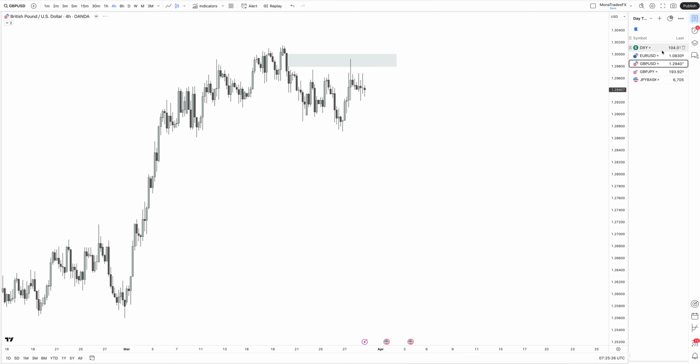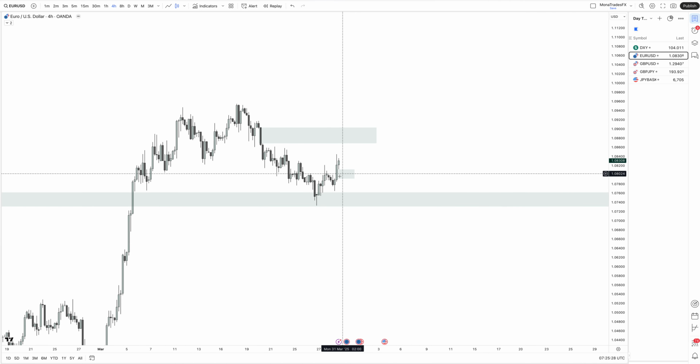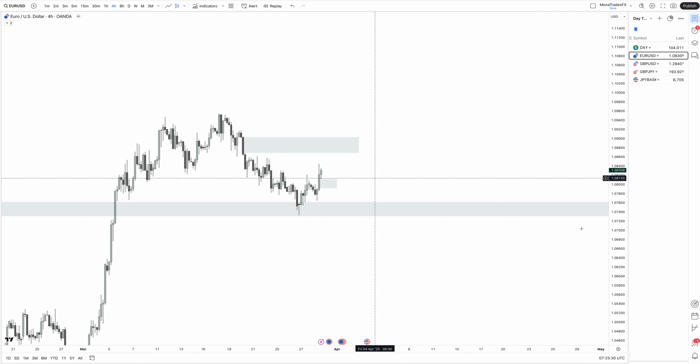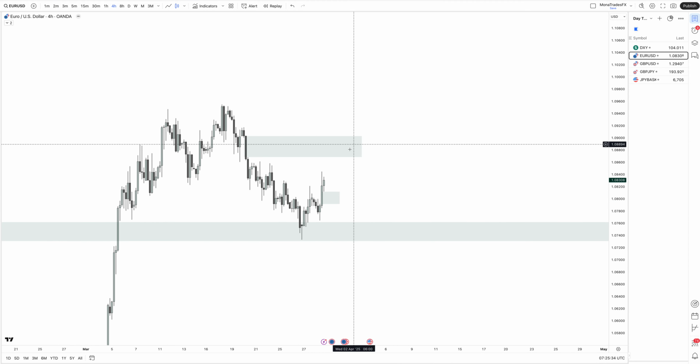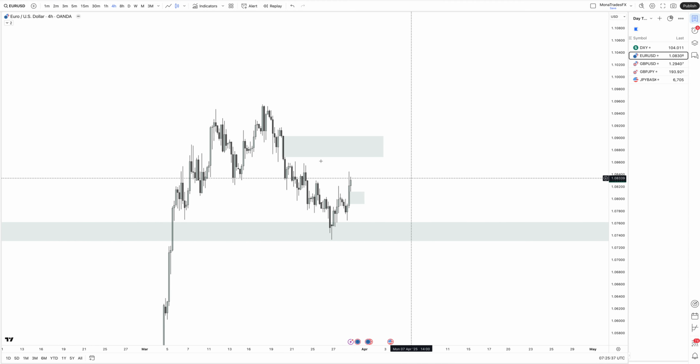Same with EU. You don't really have to wait for price to come into this imbalance and give you confirmation. You can obviously just set your limit here, your stops below this level to target this level. However, I don't think in terms of swings you're going to get the best RR on this.